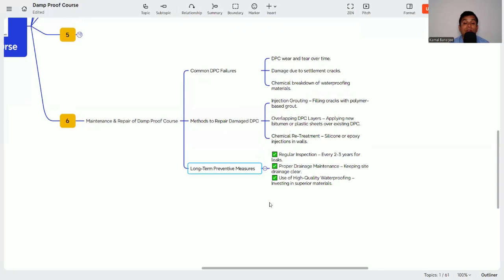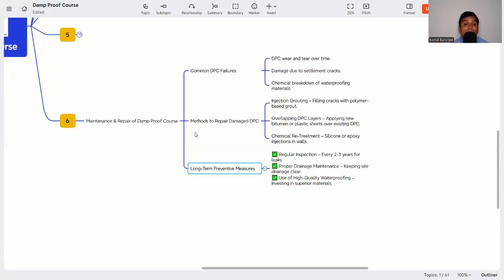And then long-term preventive measures, which are also very much important, because whatever we are doing should be sustainable in the long term. So for long-term sustainability, we need to take some precautions or measures. Regular inspection every 2 to 3 years, proper drainage maintenance, keeping site drainage clear, and use of high quality waterproofing, investing in the material. Because if you go for cheaper material, it may save some money for now, but in the long run, the cost of poor quality will ruin more money and time. So invest in superior material.